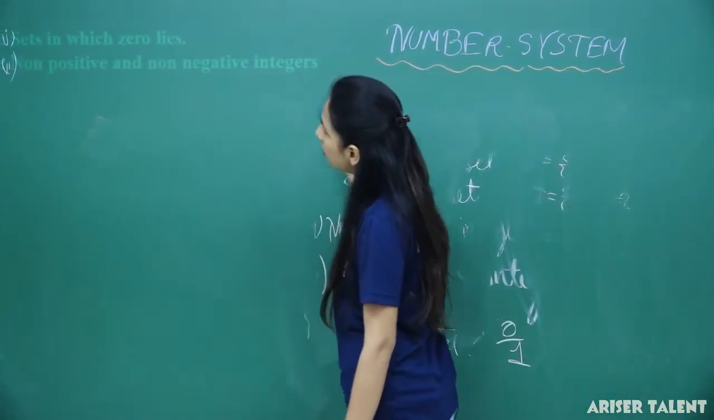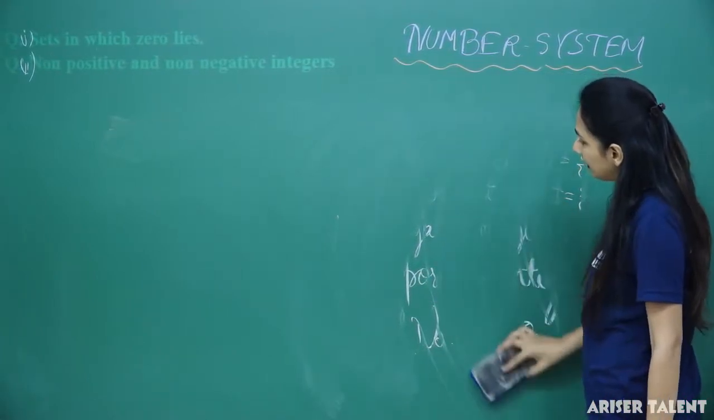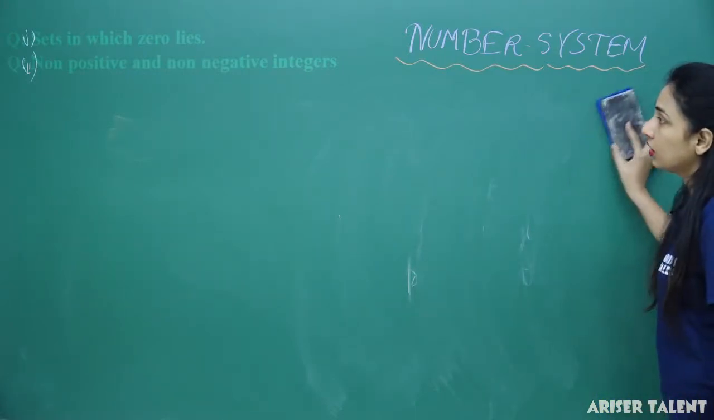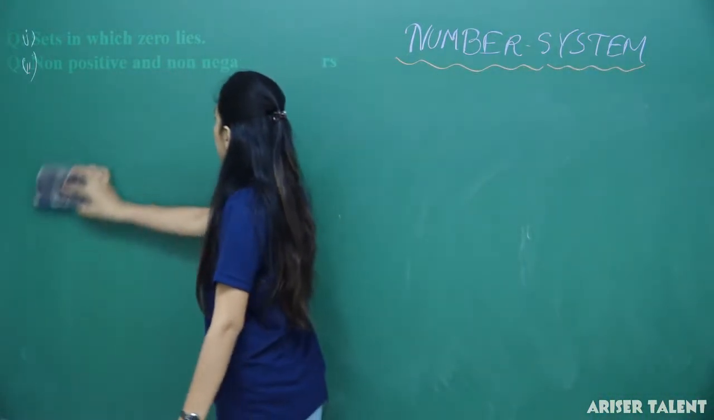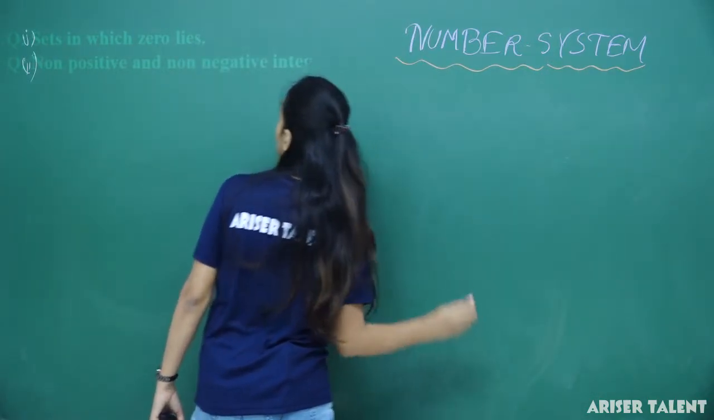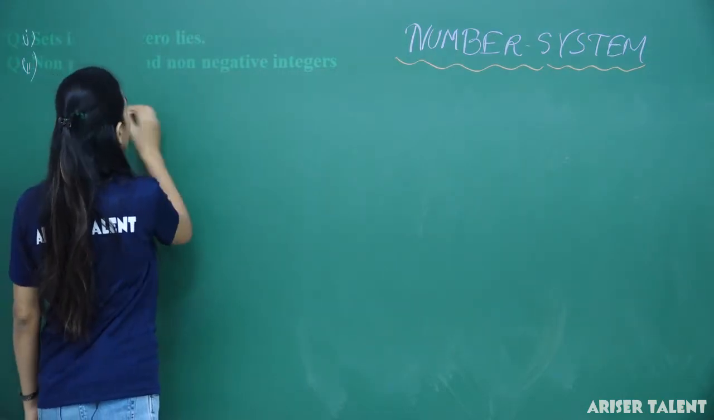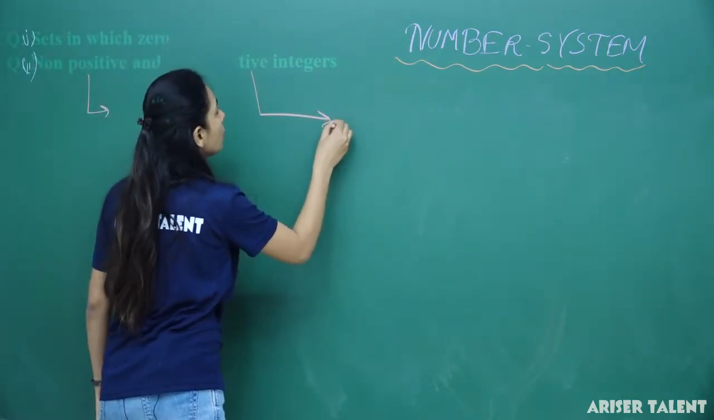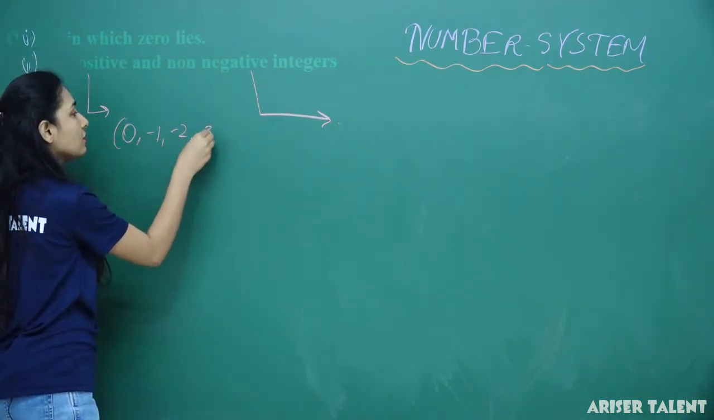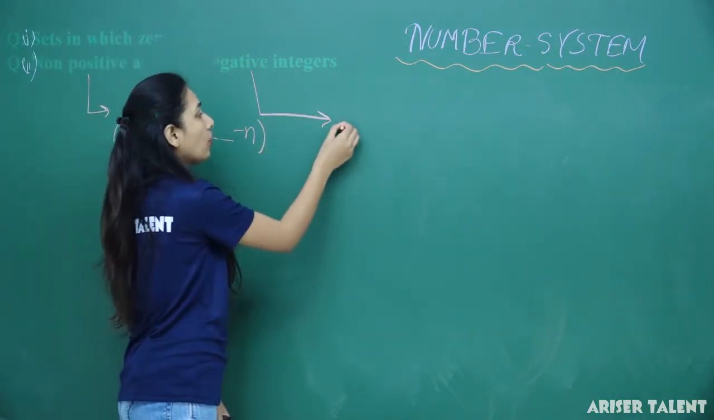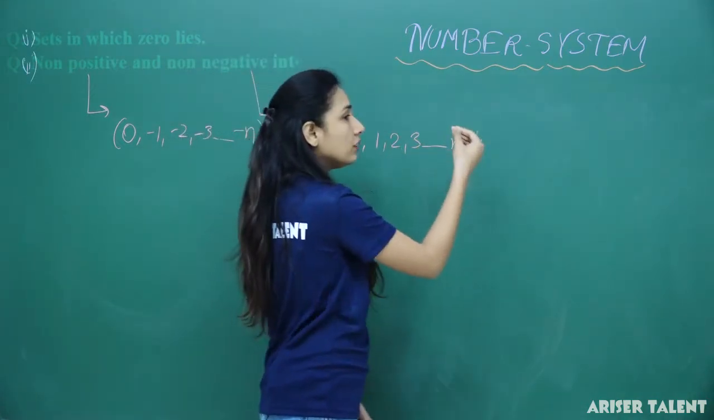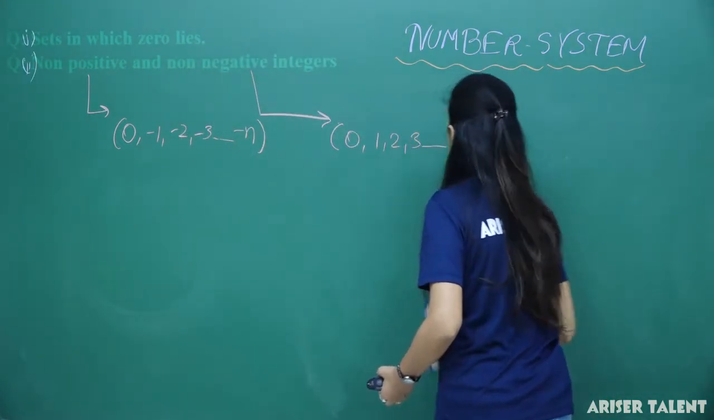The next question is non-positive and non-negative integers. Okay, I just rubbed that, but we have covered that thing also in that particular portion. If I talk about non-positive, and then non-negative: non-positive is 0, minus 1, minus 2, minus 3 till minus n, and non-negative is 0, 1, 2, 3 till n. So, note this, students.